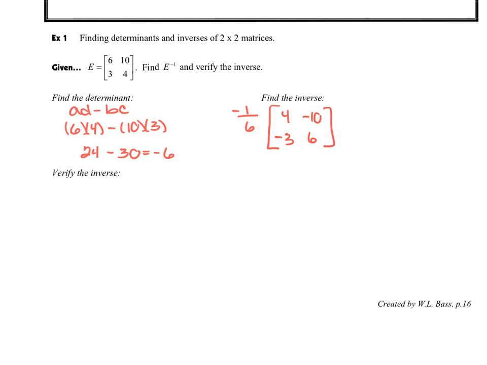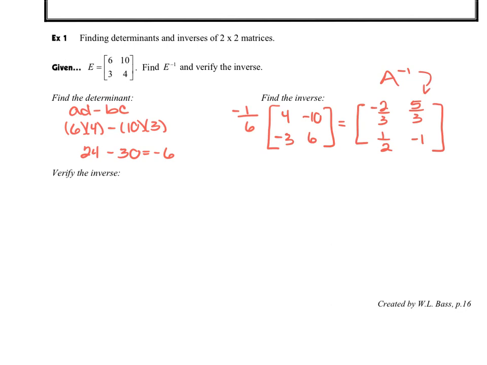And then we're going to distribute our scalar. And of course, as always, we're going to reduce. So as we distribute that negative 1/6, our first element will become a negative 2/3. As always, do not convert these things to decimals. As we continue, we're going to then get a 5/3, and then we're going to get a 1/2, and a negative 1. Okay, so that is our inverse matrix. This is our A to the negative 1.